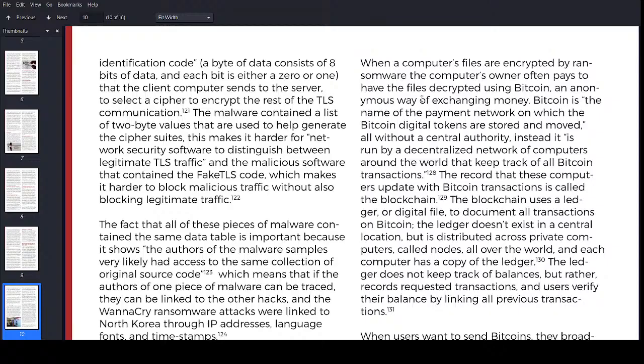The malware contained a list of 2-byte values that are used to help generate the cipher suites. This makes it harder for network security software to distinguish between legitimate TLS traffic and the malicious software that contained the fake TLS code, which makes it harder to block malicious traffic without also blocking legitimate traffic. Interesting. So you're telling me that this malware will make up a fake encrypted connection with the infected host, and it would bypass security measures because of that, and it wouldn't get blocked.